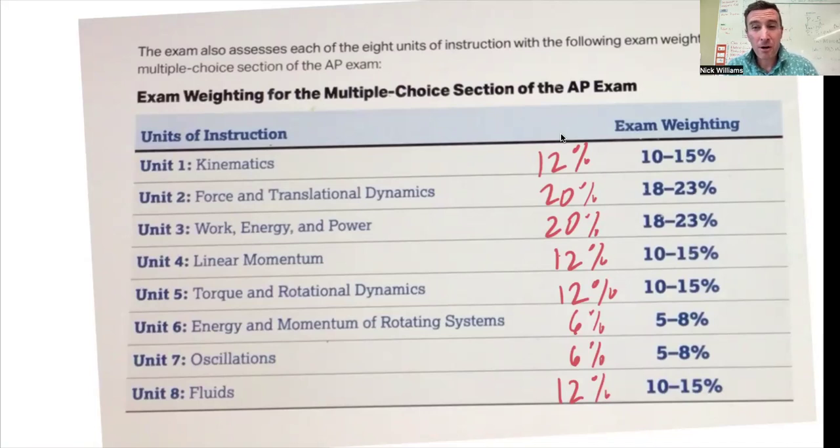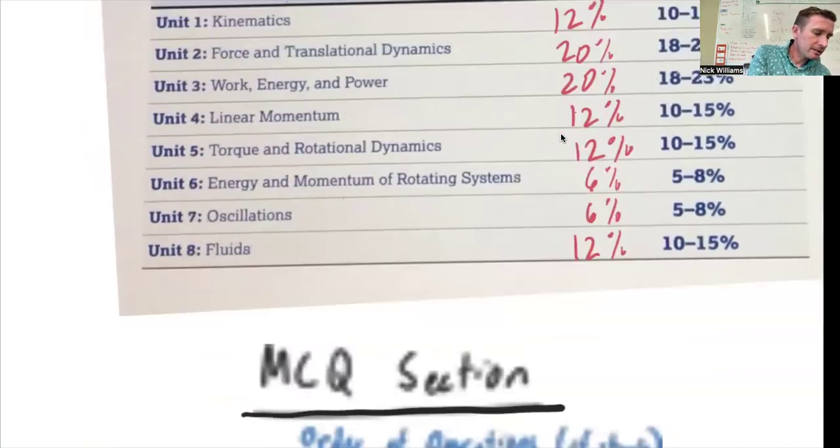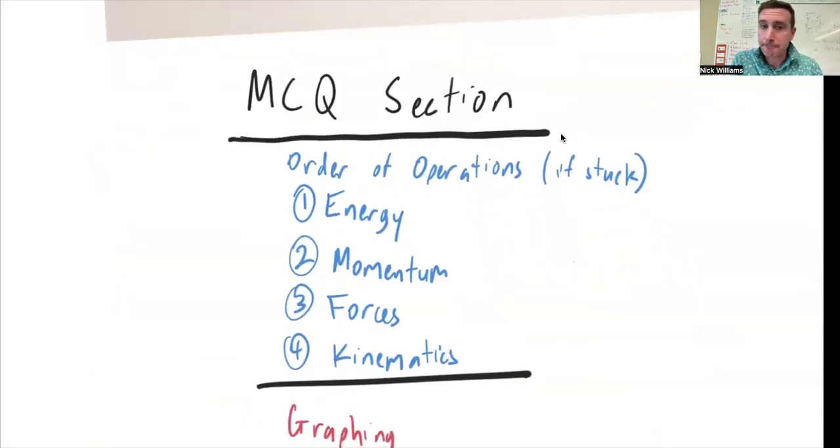And I would argue even more of it is around energy because you've also got that 6% of energy of rotating systems. And you could push in some energy with oscillations and with fluids. So there's going to be a lot of energy in there, a lot of forces, and a lot of momentum, which brings us to your multiple choice section.